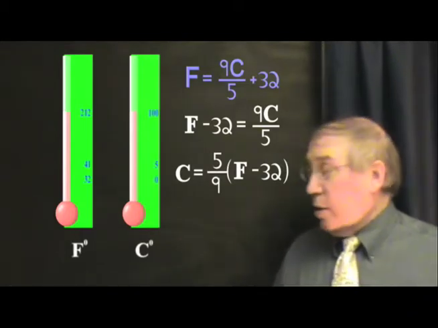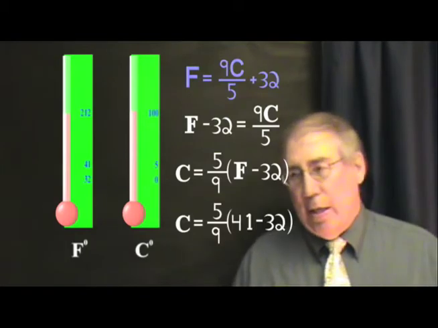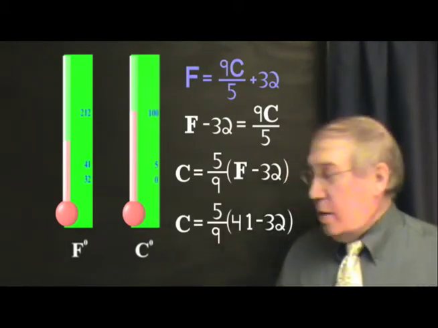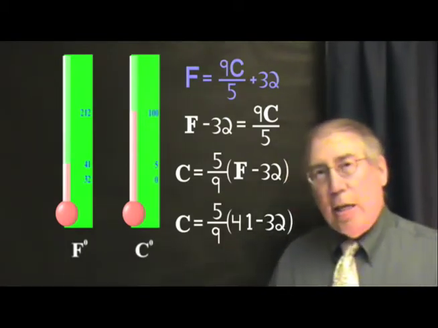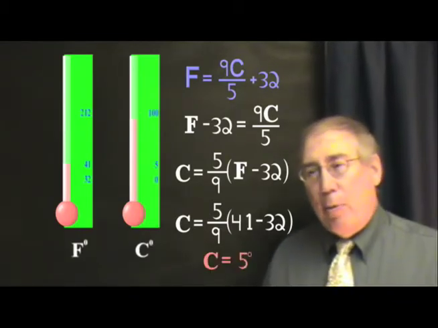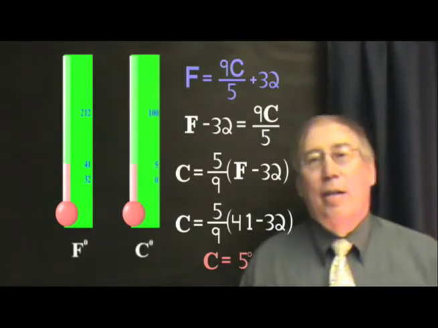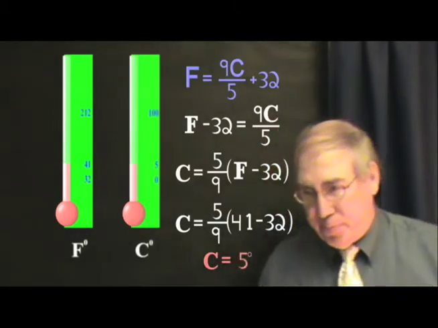So let's subtract 32 from both sides, and then multiply 5/9 times each of the terms. And then let's stick in 41 degrees Fahrenheit and see what that would be in centigrade. It would happen to be 5 degrees, as shown on our thermometers here.